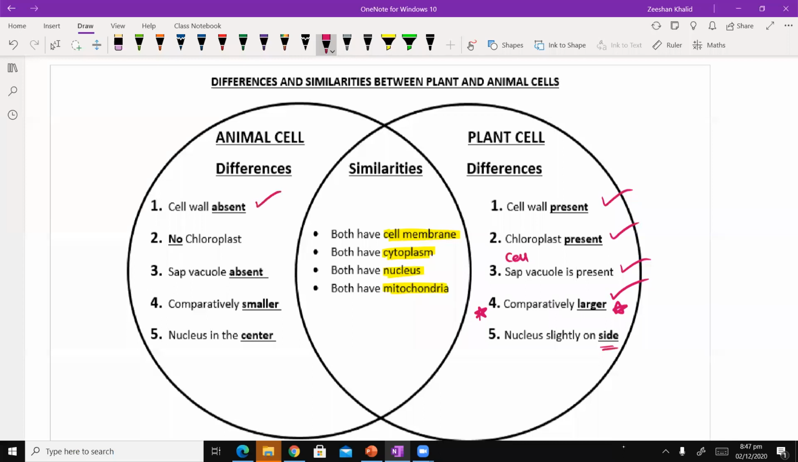Whereas the animal cell has no cell wall, no chloroplast, no sap vacuole, is comparatively smaller, and the nucleus tends to be somewhere in the center. Okay.